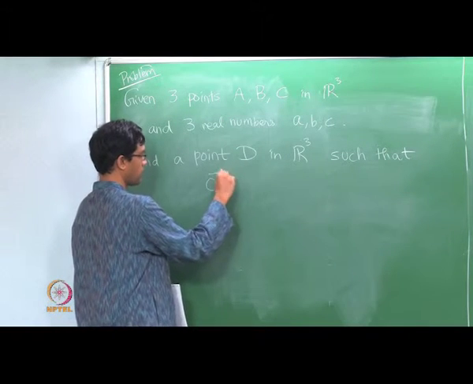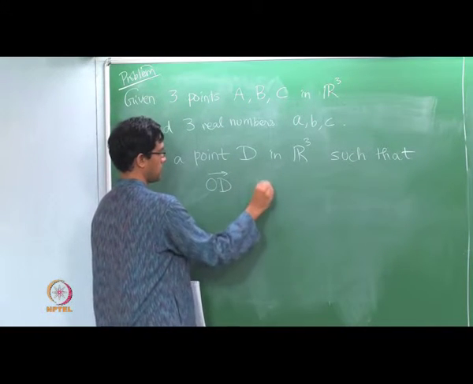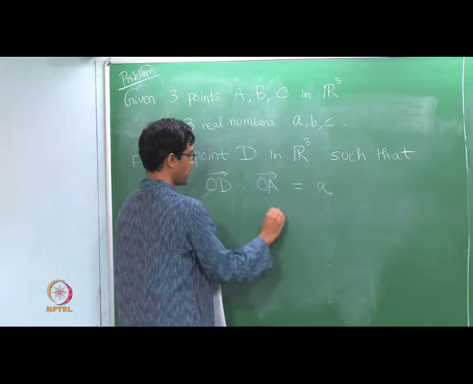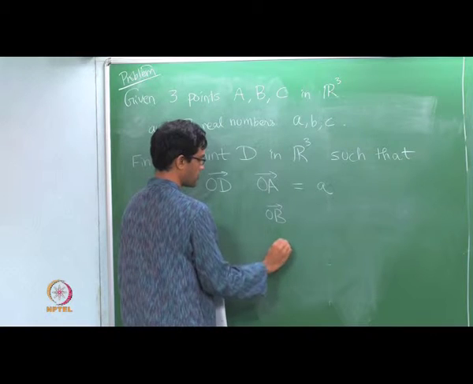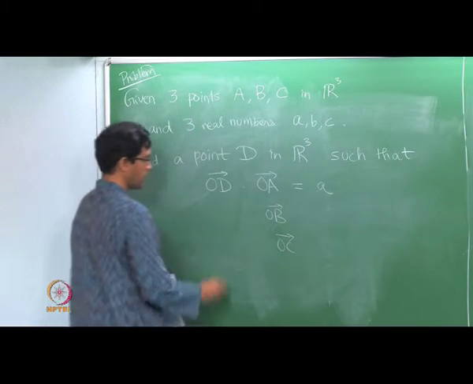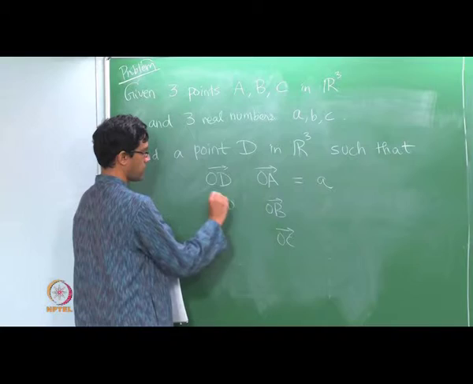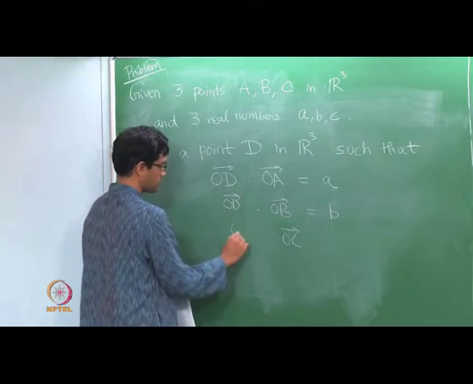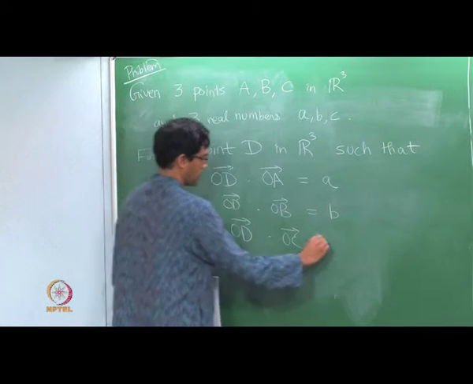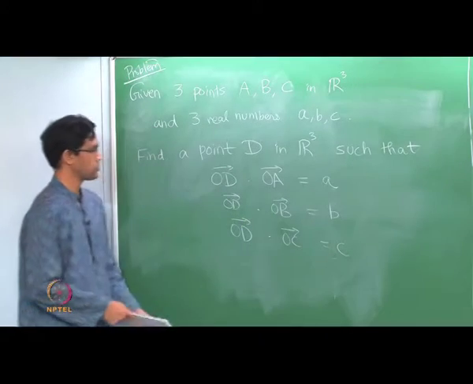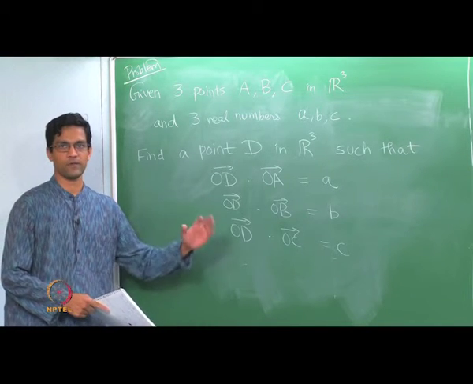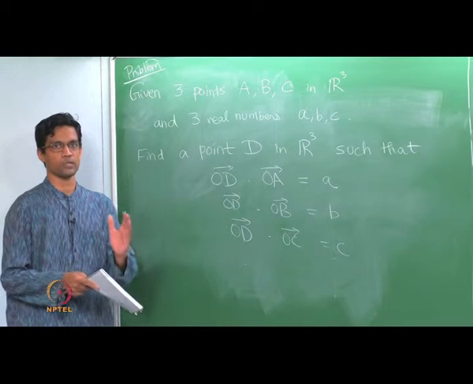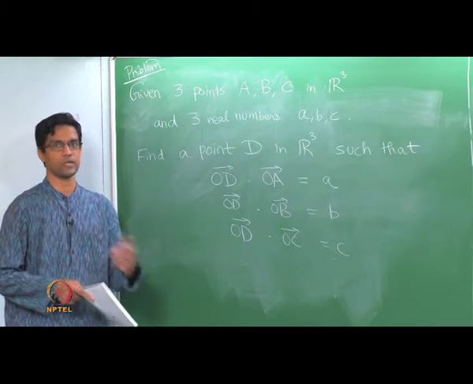The position vector of D has prescribed dot products with these 3 other position vectors. So, I have 3 position vectors OA, OB and OC. I want OD to have dot product A with OA, dot product B with OB and dot product C with OC. Okay, so, again it is sort of like the polynomial condition. I have three given vectors and I want the dot product to be certain values at those 3 points.